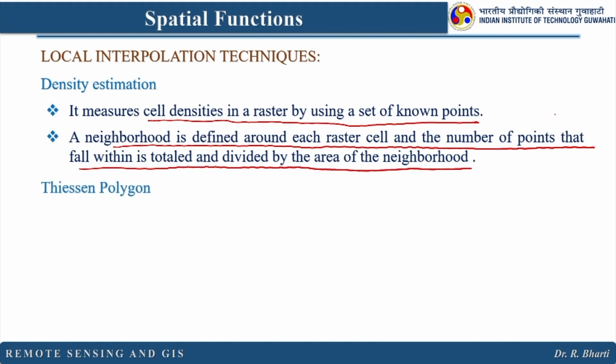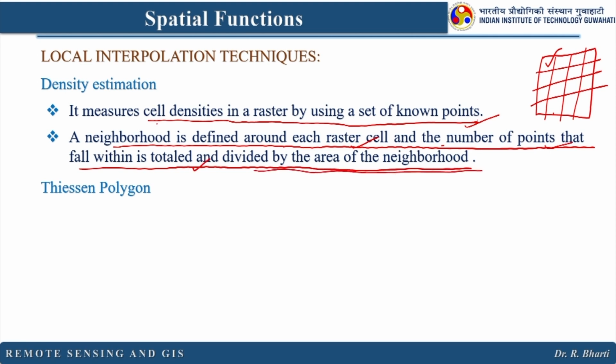So, again here you have to correlate with your satellite data where you had pixels. What it says is cell density in a raster by using a set of known points. The cell density means the value you are looking for, that density you have to estimate by using the known locations or the known values. A neighborhood is defined around each raster cell and the number of points that fall within it is totaled and divided by the area of the neighborhood. So, this is how you have to apply this density estimation.